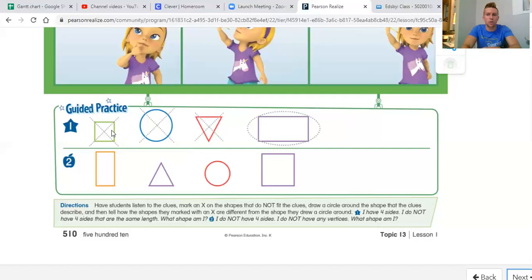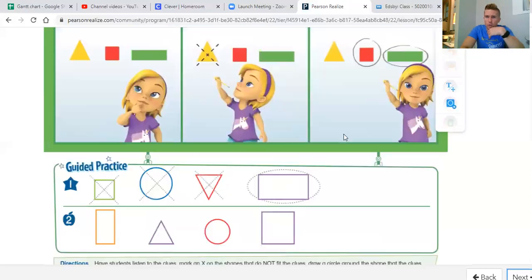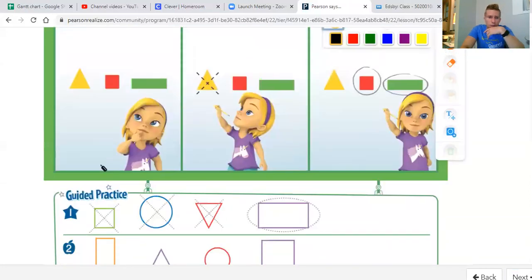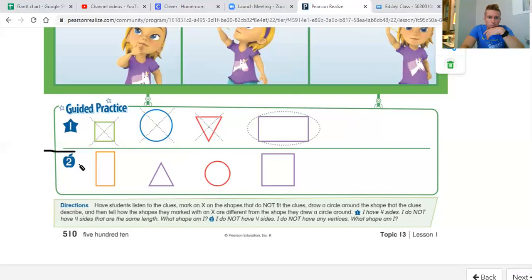All right, so they're trying to trick you. You have to really listen to what I'm saying here, all right, because they're going to try to trick you on this next one, number 2. All right, let me get my pencil out. Number 2 right here, I'm doing right here. Here we go. It says, I do not have 4 sides.